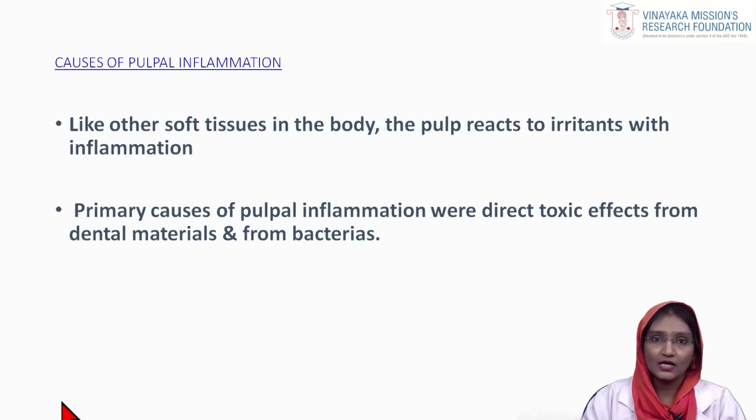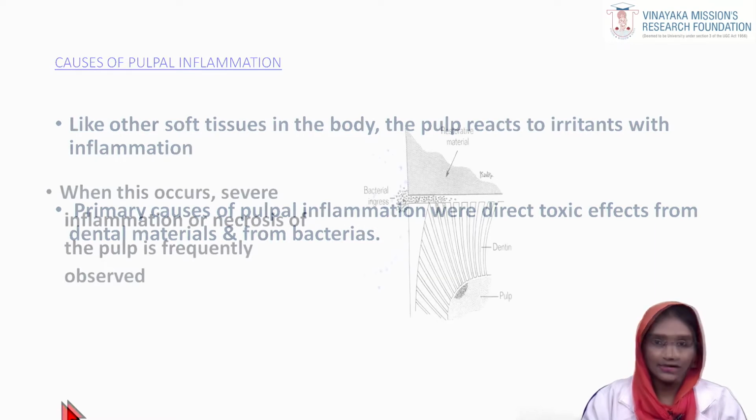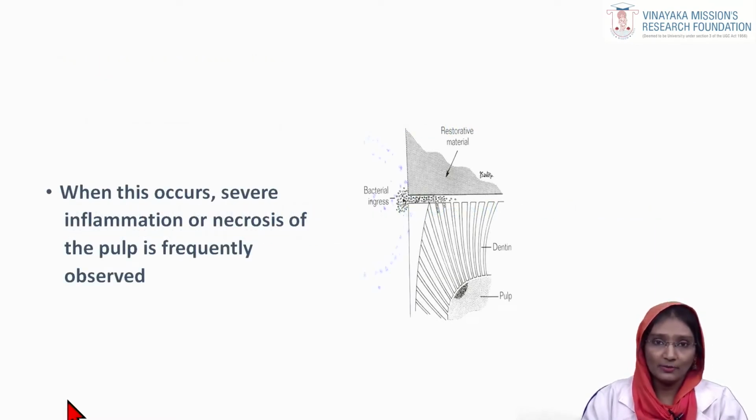Moving on to the causes of pulpal inflammation. Like other soft tissues in the body, the pulp also reacts to irritants with inflammation. The pulp is also a soft tissue, so its reaction is the same as that of the other soft tissues of our body. The primary causes of pulpal inflammation are the direct toxic effects from dental materials and also from bacteria. When this occurs, severe inflammation of the pulp is frequently observed. In that case, we have to do the cavity preparation or other modes of treatment.